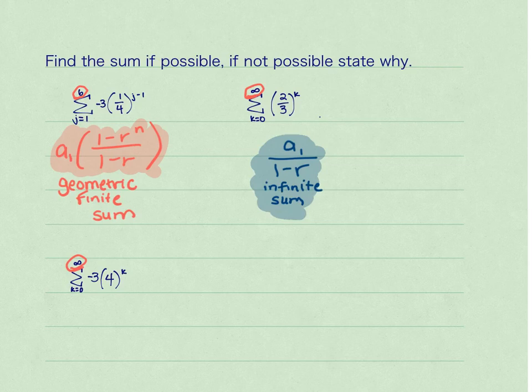So on this one, whoops, a daisy. This one can't be done. And if it says state why, it's because the absolute value of R is not less than 1.